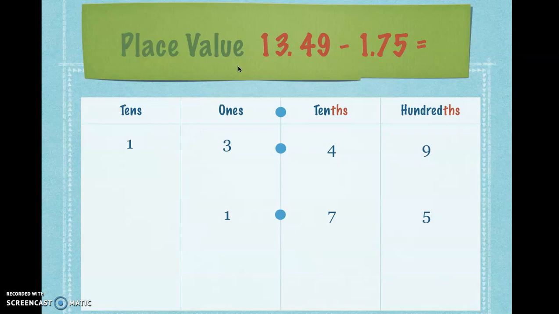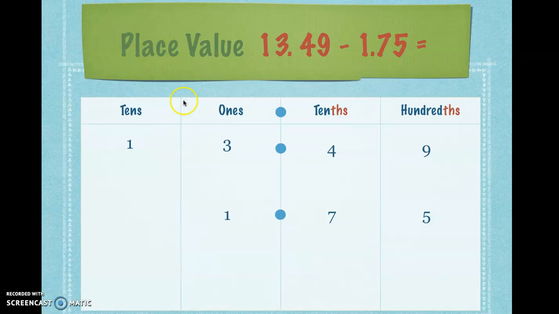Now that was it represented visually with counters, which you can draw out if you would really like to, but we should be moving on to just doing it in written form. So here is the same strategy, but in written form. So I have 13.49, take away 1.75. So I've laid it out properly, lining up my decimal points, and then I can just go from left to right.